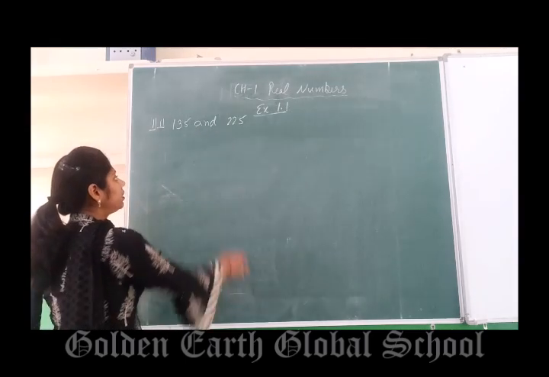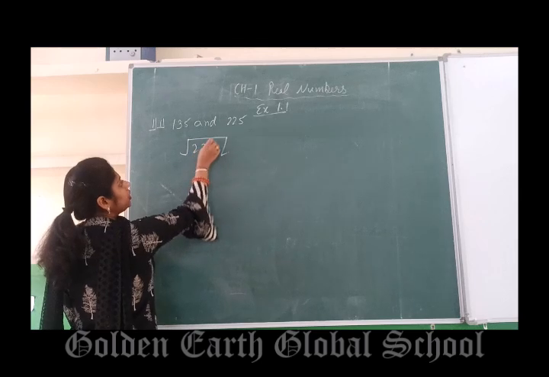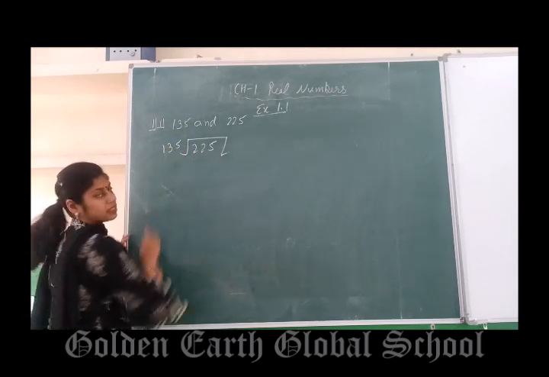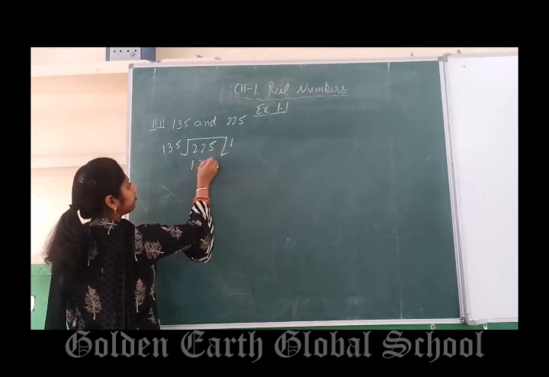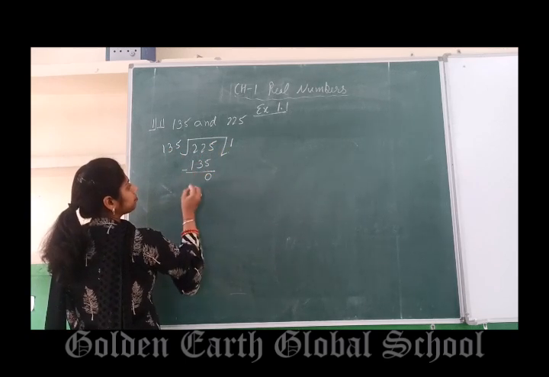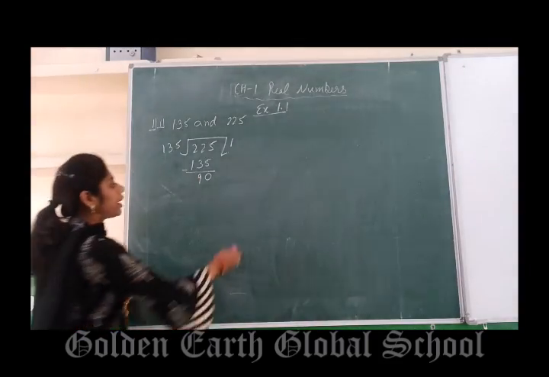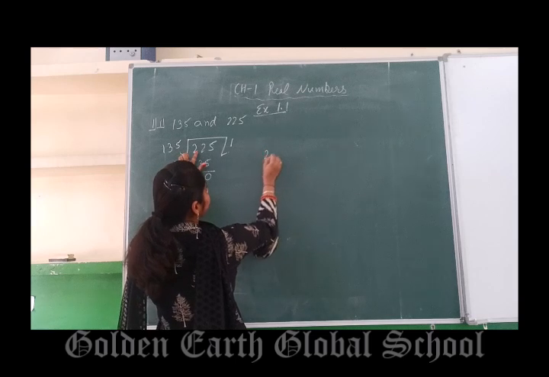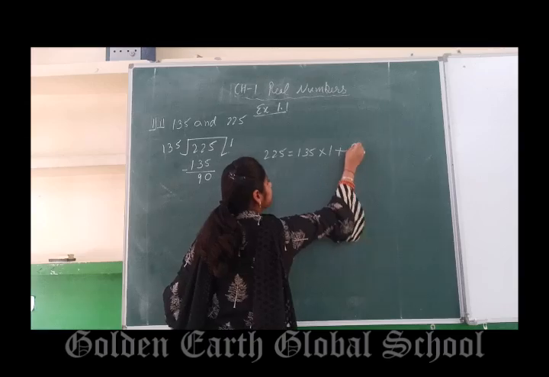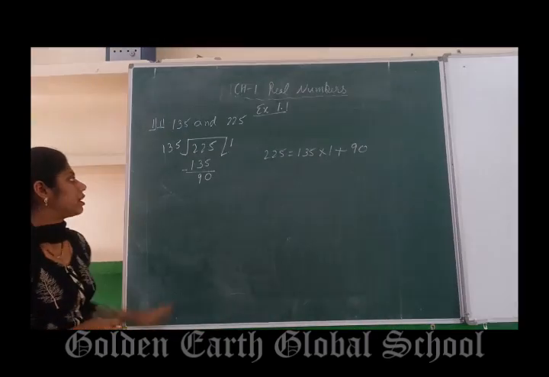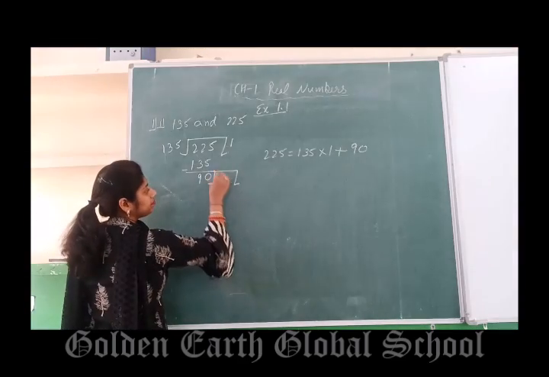Now we will divide. The greatest number should be your dividend, the smallest number is your divisor. We will divide it. Firstly 135 ones are 135, subtract it, so we get 90. Now the second step is, firstly write it down according to Euclid lemma. Dividend equals divisor into quotient plus remainder. This is your first step. Now your divisor will become your dividend.